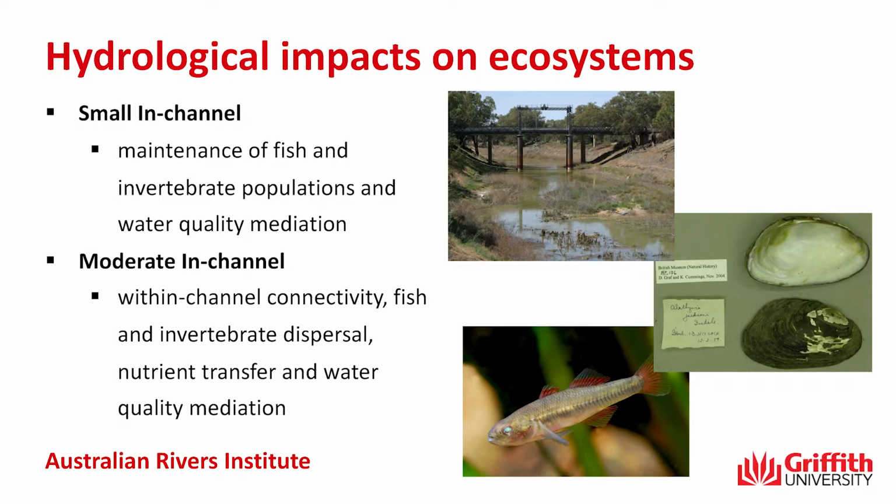So what does that impact? The small in-channel flows are really required to maintain fish and invertebrate populations and to mediate water quality. They keep the system in good water quality, and blue-green algal blooms get decreased. The moderate in-channel flows are to do with connectivity. Fish populations can move and you can actually get connection and small-scale breeding events.